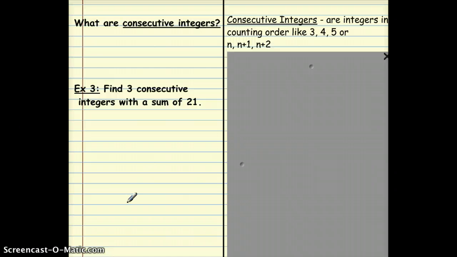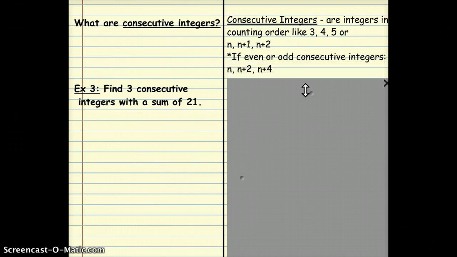Alright, last things. Consecutive integers. What are they? Well, consecutive means in a row, and integers are numbers. So consecutive integers are integers in counting order, like 3, 4, 5. But usually when we're talking about consecutive integers, we don't know what they are. So we'll just call the first number n. The next number is n plus 1 because it's one more. And then the next number is going to be n plus 2.